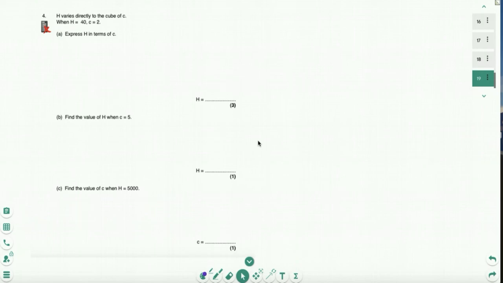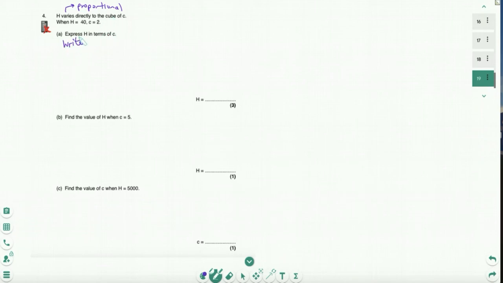H varies directly to the cube of C. When H equals 40, C is 2. Express H in terms of C. So now it's very much the same question, but the vocabulary is a little bit different. H varies directly to the cube of C. Varies just means there's a proportional relationship, okay? So varies means that they are proportional to each other. So H varies directly to the cube of C. When H is 40, C is 2. Express H in terms of C just means write an equation for H, okay?